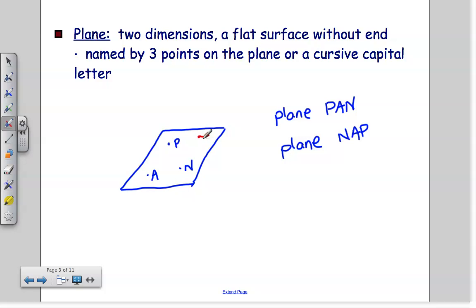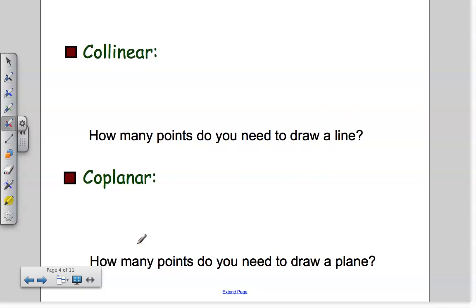Let's say, and generally cursive again, so I could say this is plane T. Again, cursive, but capital letters for planes. So we talk about a plane being defined by 3 points, whereas a line was only 2 points. Again, a plane is a 2-dimensional, flat surface that goes on forever. So those were our 3 undefined terms, our 3 building blocks that start all of geometry.